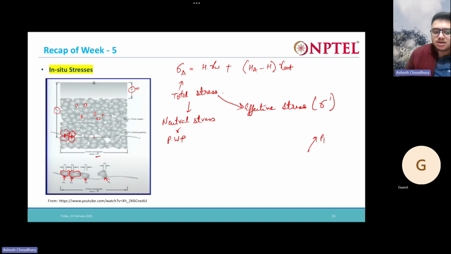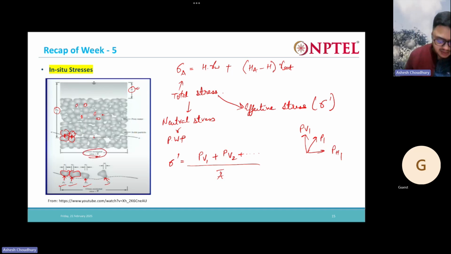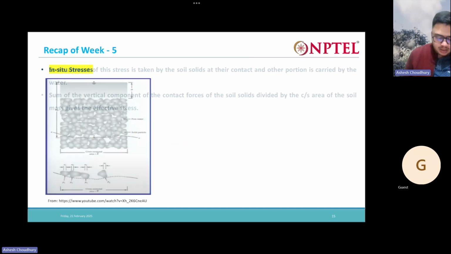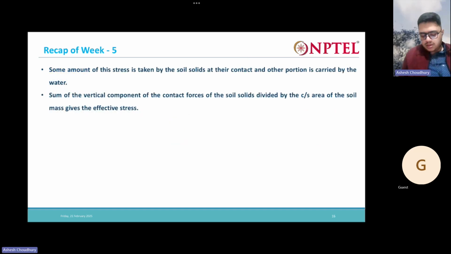So this is P1. These are contact forces at one point. Obviously this has two components, vertical and horizontal. Effective stress is nothing but the sum of all these vertical components of all these contact forces divided by the total cross-section area. That will give me the effective stress.